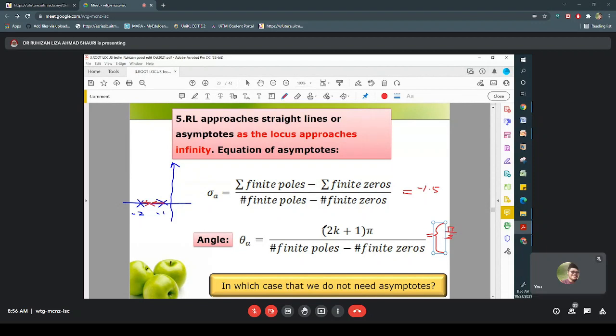The next one, when you set k equals to 1, you have 3. Okay, 0, sorry, earlier 1 pi, next is 3, 3 pi, k equals to 1, you have 3 pi. So you have 3 pi over 2. So you have two angles for the two asymptotes. Got it? Okay, I put it here for you.